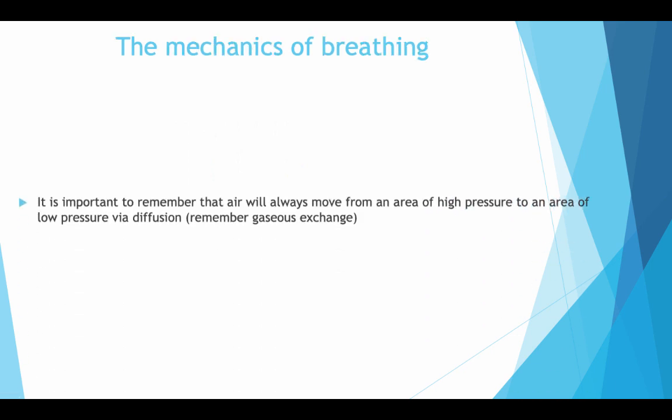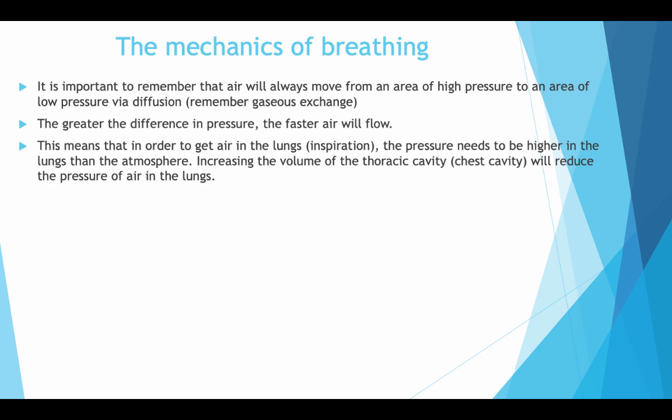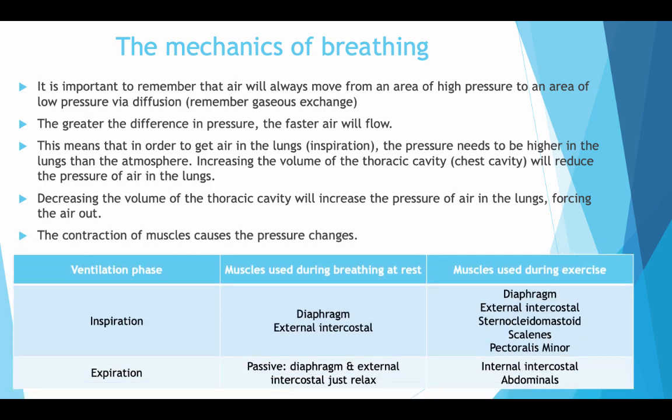The mechanism of breathing. It is important to remember that air will always move from an area of high pressure to an area of low pressure via diffusion. The greater the difference in pressure, the faster the air will flow. This means that in order to get air into the lungs, the pressure needs to be lower in the lungs than in the atmosphere. Increasing the volume of the thoracic cavity will reduce the pressure of the air in the lungs. Decreasing the volume of the thoracic cavity will increase the pressure of the air in the lungs, forcing the air out. The contraction of muscles causes this pressure change. This can be seen in this graph below.